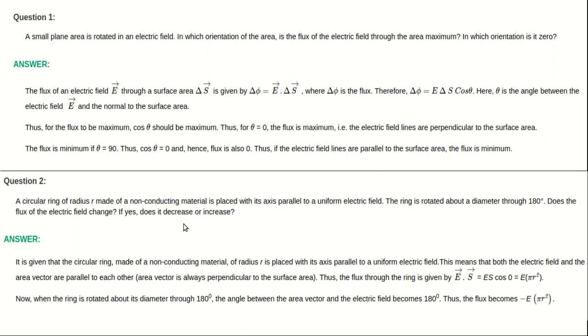It is given that the ring is circular, made of non-conducting material of radius r, and placed in a uniform electric field. This means that both the electric field and the area vector are parallel to each other, so the flux will be maximum. E dot ds cos 0, which is E pi r square. Now if it is rotated 180 degrees, theta becomes 180 degrees. So the angle between the area vector and the electric field becomes 180 degrees, and the flux will be minus E pi r square.